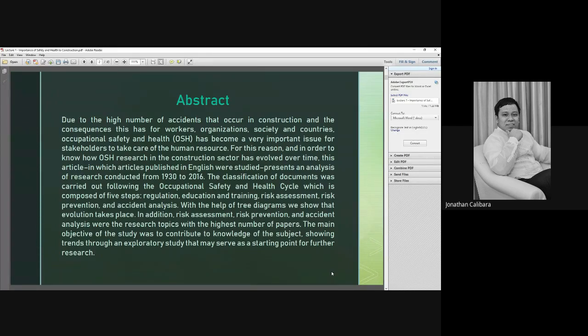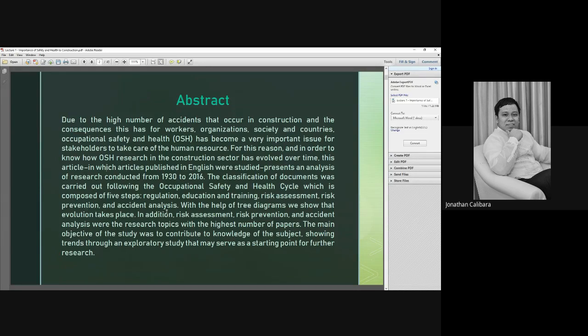For this reason, in order to know how OSH research in the construction sector has evolved over time, this article, in which articles published in English were studied, presents an analysis of research conducted from 1930 to 2016. Meaning to say, there are certain developments and trends going on in relation to safety and health. The classification of documents was carried out following the occupational safety and health cycle, which is composed of 5 steps. First, regulation. Second, education and training. Risk assessment.